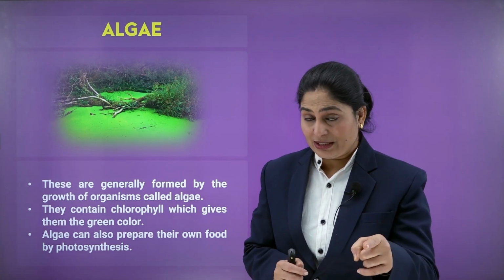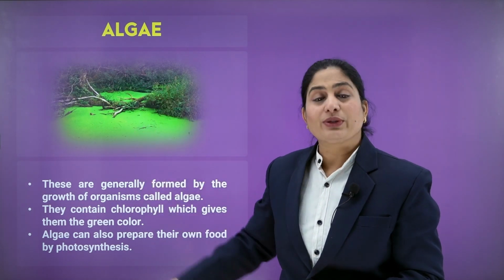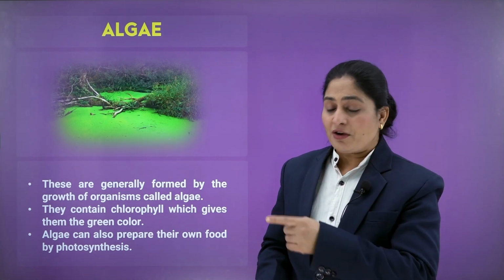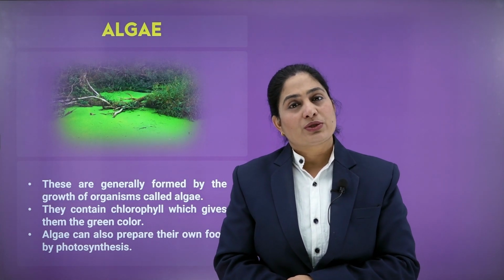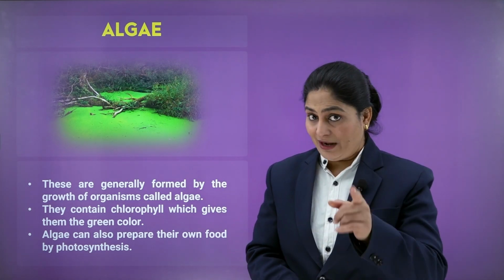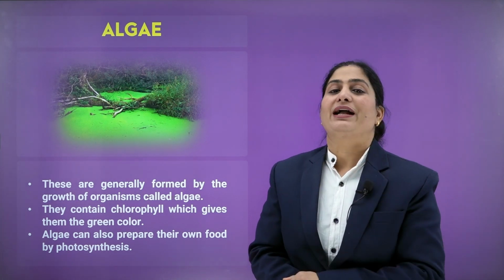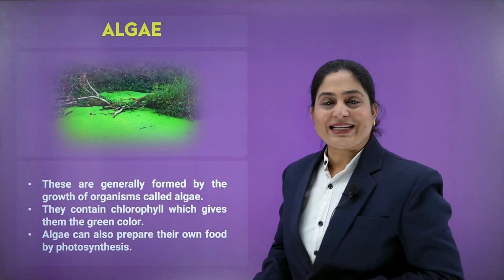That means the photosynthesis process is observed in this organism also, which we call algae, and that is because they are autotrophs, and they are autotrophs because they have chlorophyll in them. This green color indicates that they have chlorophyll, and when we do the test of photosynthesis, we observe that the photosynthesis process is observed in this organism also.